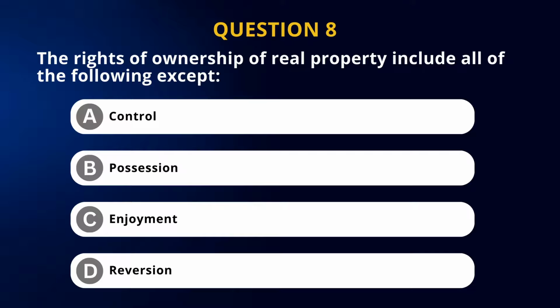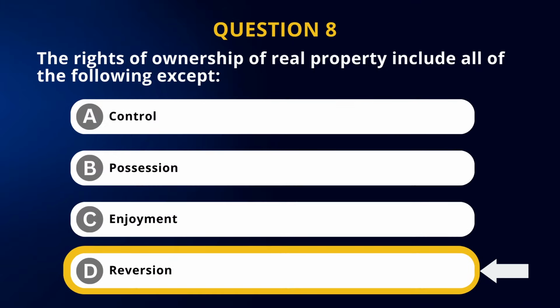And the answer? Letter D, reversion. All right, so the rights of ownership, control, possession, enjoyment, disposition, exclusion, the right of quiet enjoyment, all of these are the bundle of rights or equitable title, and reversion is not one of the bundles of rights.